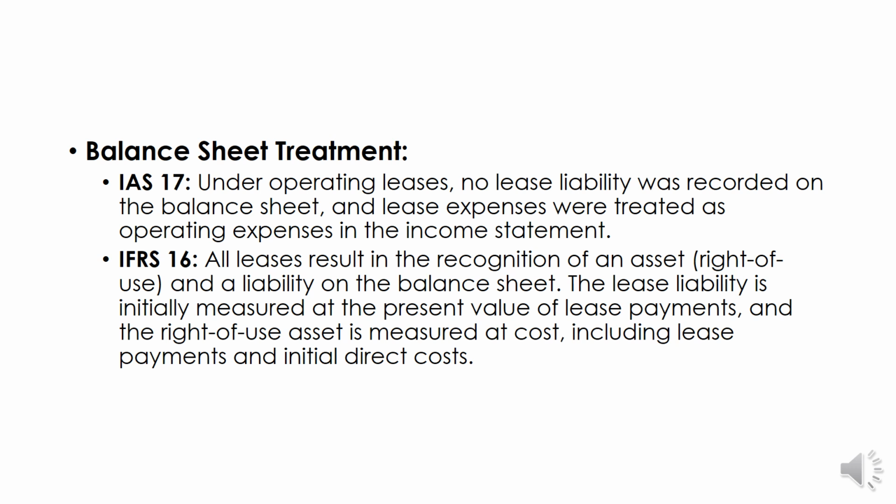Coming to balance sheet treatment, IAS 17 states that under operating leases, no lease liability was recorded on the balance sheet, and the lease expenses were treated as operating expenses in the income statement. Under IFRS 16, all leases result in the recognition of a right of use asset and a liability on the balance sheet. The lease liability is initially measured at the present value of lease payments, and the right of use asset is measured at cost, including lease payments and initial direct costs.